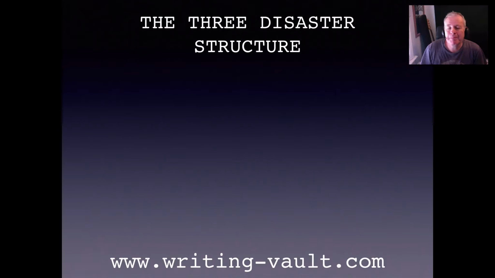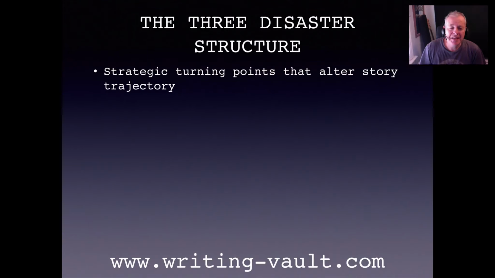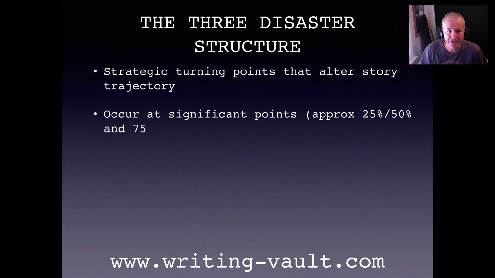So on top of all that, that's pretty conventional story model stuff. Randy has layered on his 3 disaster structure, and these 3 disasters occur at strategic turning points in the story, and those strategic turning points alter the story trajectory. Those turning points, by the way, are the approximate 25%, 50% and 75% marks of the story. So that's the end of Act 1, the middle of Act 2, the end of Act 2, and that then sets up Act 3, which will be the climactic confrontation.